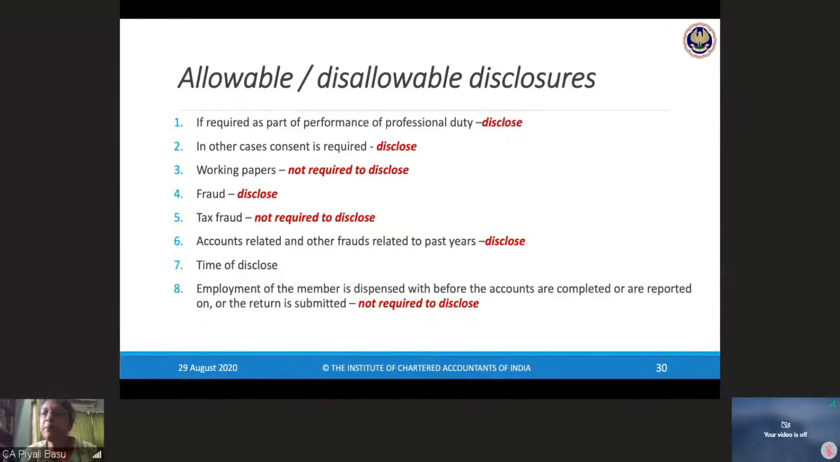Employment of the member is dispensed with before the accounts are completed or are reported on or the return is submitted. You don't have to report. I didn't sign the auditor's report and the balance sheet, profit and loss account, or if I am doing a tax audit, I didn't prepare the return and submit it. Before that, if I am removed, it is not my responsibility to report it to the authority. Whoever comes in will have that responsibility. We will not be facing the clauses under any of this misconduct. So keep that in mind, please.